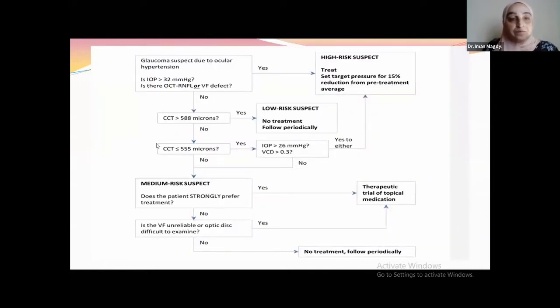This algorithm shows, as we said, the high IOP initially. Yes, that's a high risk suspect. Okay, so look at the OCT nerve fiber layer or visual field defect. If there is no defect and the corneal thickness is more than 588, this is also a low risk suspect. If the corneal thickness is less than 555 without VCD increase or intraocular pressure is less than 26, then this is a medium risk suspect. And if not, then this is also a high risk suspect. We set a target pressure and we treat.